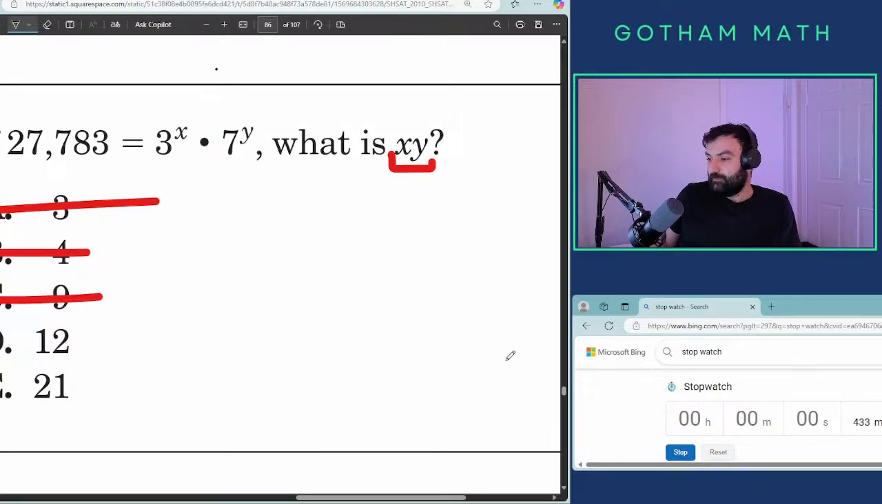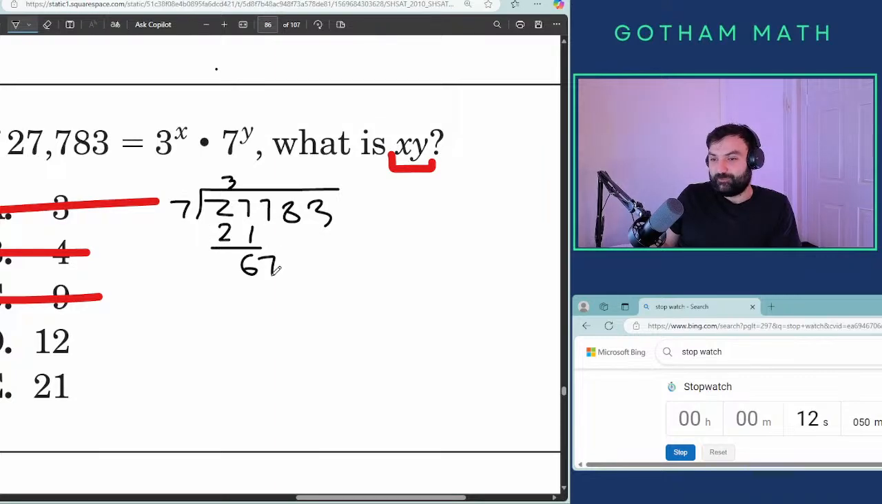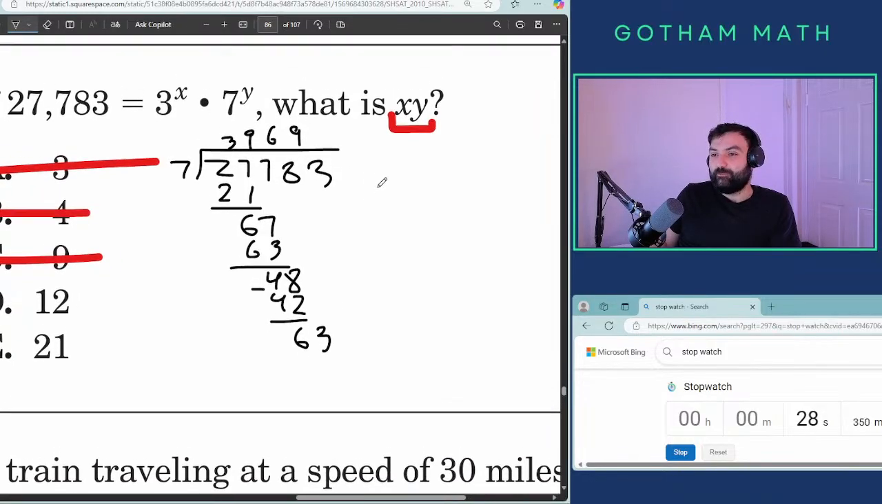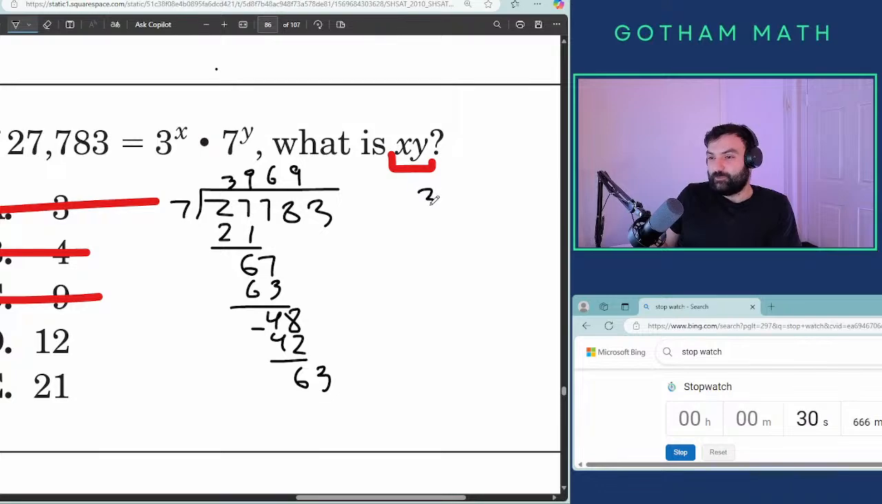And let's go. Okay, so 27,783 divided by, I'm going to divide by 7 right away because I have 7 here. So 21. Okay, actually I shouldn't be explaining. So 8, 9, 9 is good. 63, 4, 8, 6, 42, 6, 3, and 9. All right, so we had 1, 7. Now I'm going to have to do 3, 9, 6, 9.